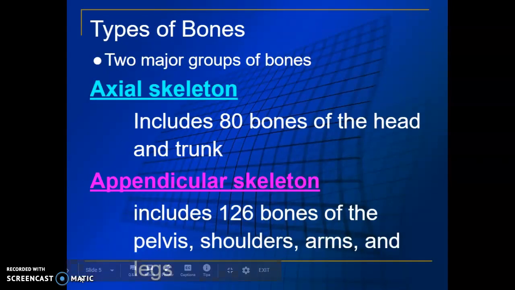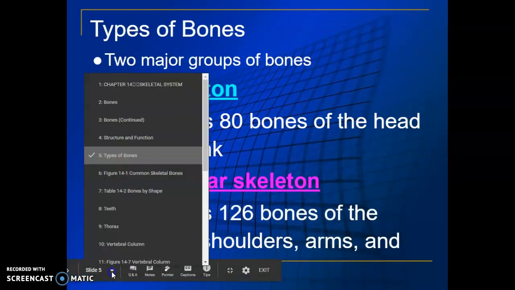There are different types of bones. We're going to group them into the two major groups: the axial skeleton, which is the 80 bones of the head and the trunk, and then the appendicular skeleton, which is 126 bones of the pelvis, arms, and shoulders.